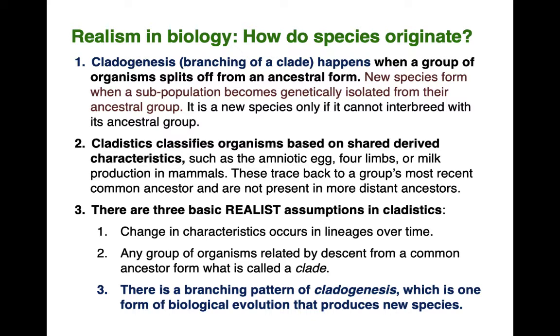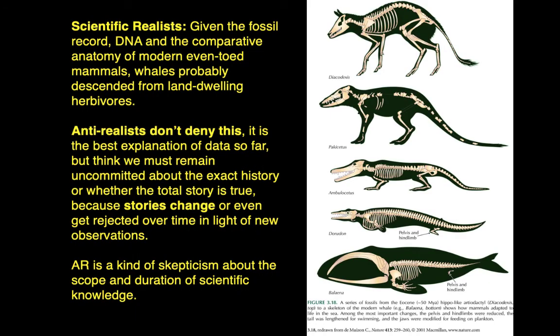So here are 3 basic realist assumptions in cladistics, the science of classifying organisms based on these shared derived characteristics. Change in characters, traits, occurs in lineages over time. Any group of organisms related by descent from a common ancestor form what is called a clade. And there's this branching pattern of cladogenesis, which is one form of biological evolution that produces new species. So for scientific realists, given the fossil record, DNA, and the comparative anatomy of modern even-toed mammals, whales probably descended from land-dwelling herbivores.